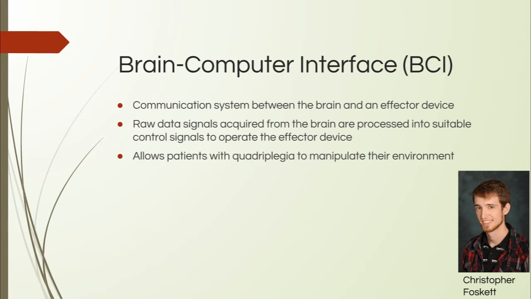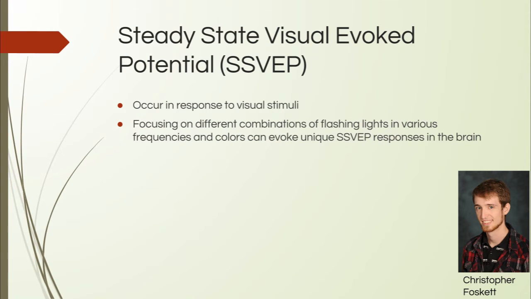Raw signal data acquired from the brain is processed and used to derive control signals that allow a patient to activate the functions of the paired device based on their brain activity. Several different types of control signals are utilized by our device. Steady-state visual evoked potentials occur in response to visual stimuli. Differing frequencies, between 30 and 75 Hz, and colors of flashing lights can create a range of different steady-state visual evoked potentials within the brain. Thus, with the patient focusing on a specific set of flashing lights, a desired control signal can be evoked from the brain.